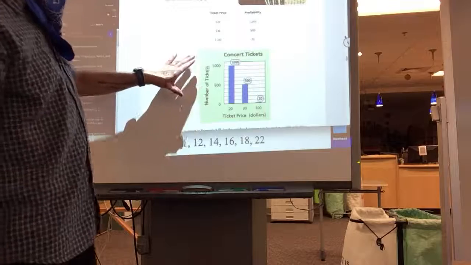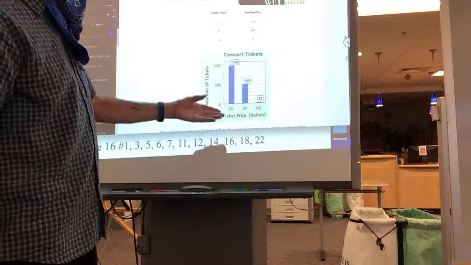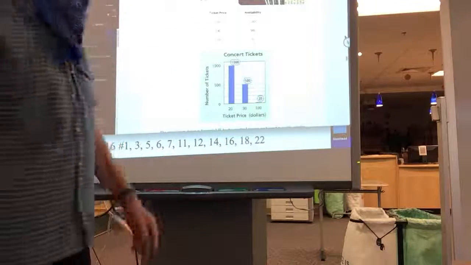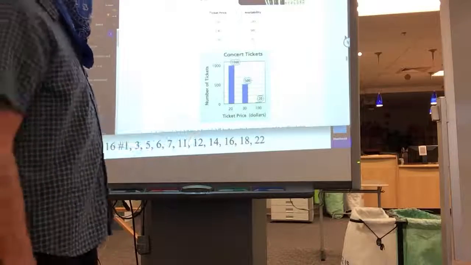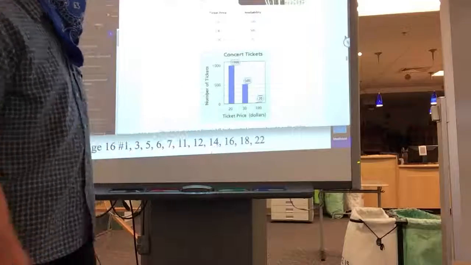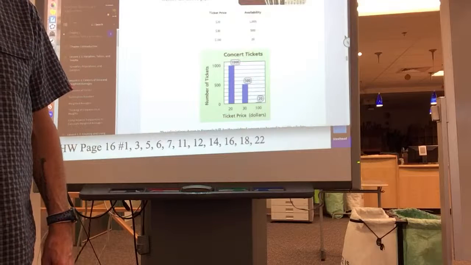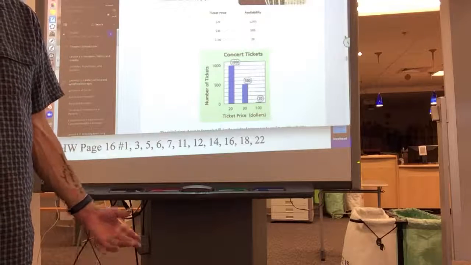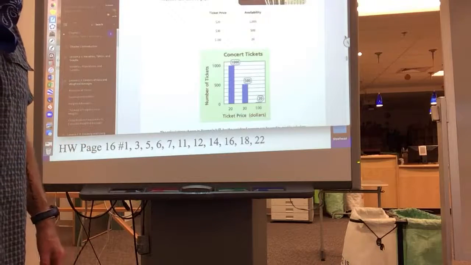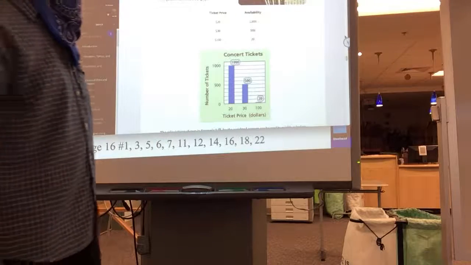Here's a frequency graph, where we take those numbers and we just put them on a bar graph next to one another. And if you take a look at that, you can see that the influence of the $20 and the $30 ticket is much greater in terms of what the average price of a ticket would be than the $100 ticket, because there are hardly any $100 tickets.